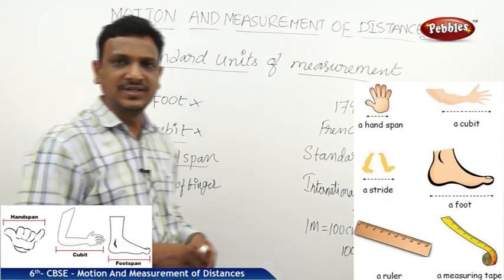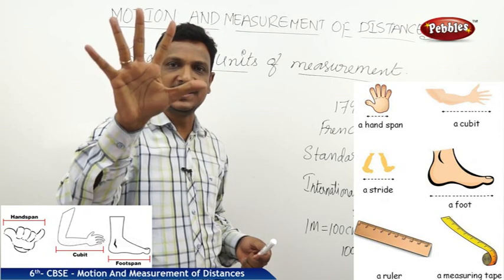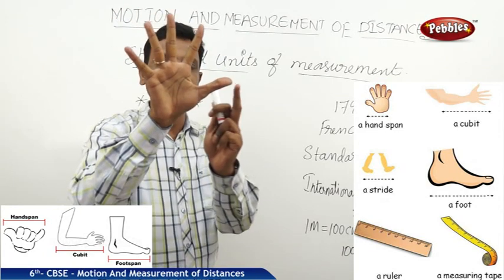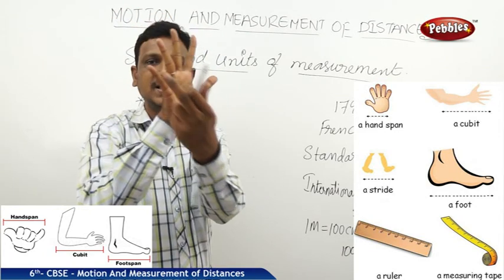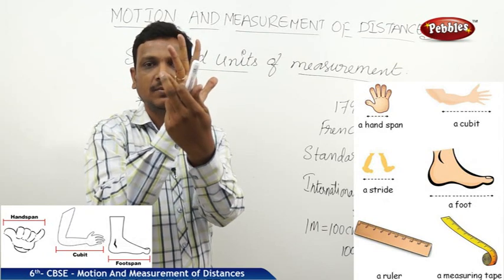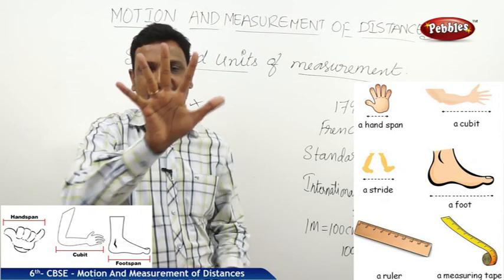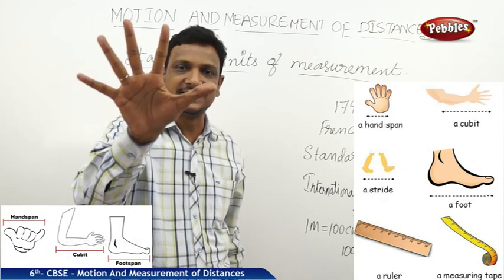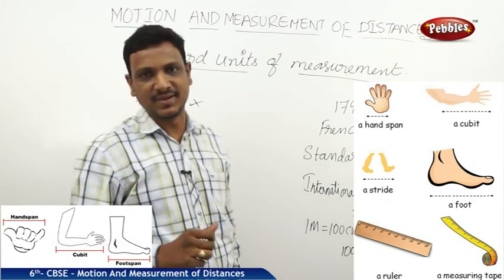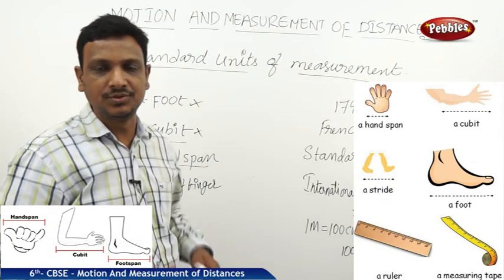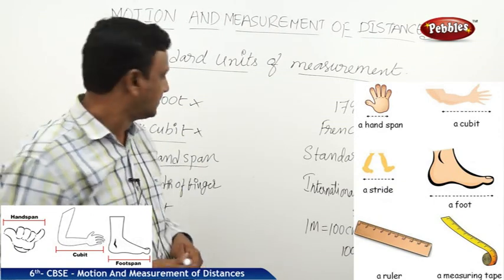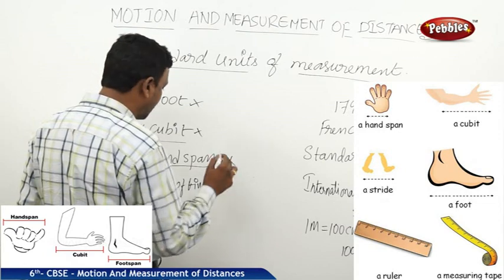Next one is the hand span. Using the hand span, if you stretch your hand, the distance between the tip of your thumb and your pinky, that is your little finger, is the hand span. So the hand span is also used to measure distances. That was also not a standard unit.